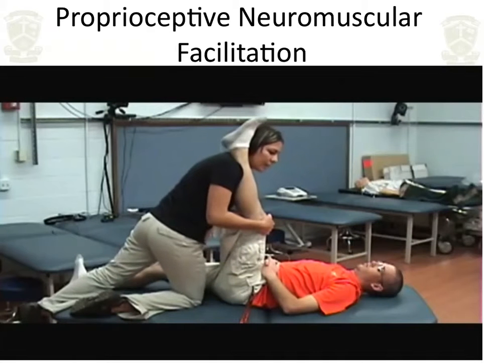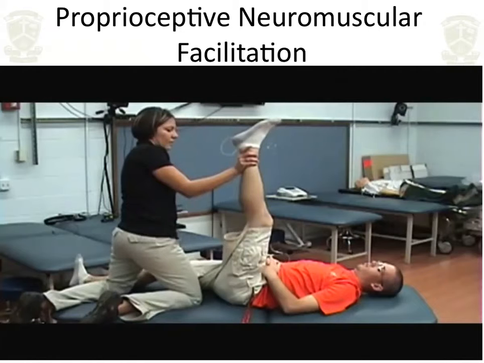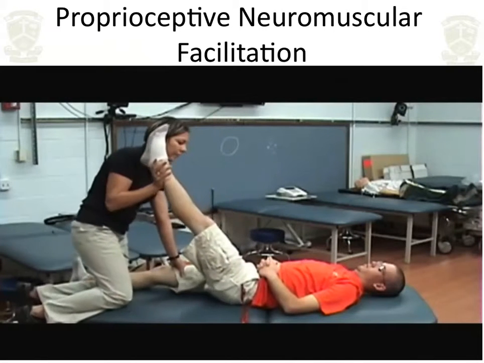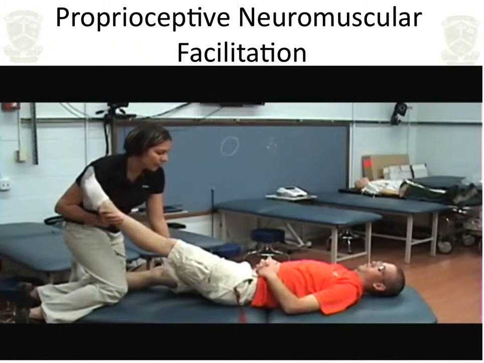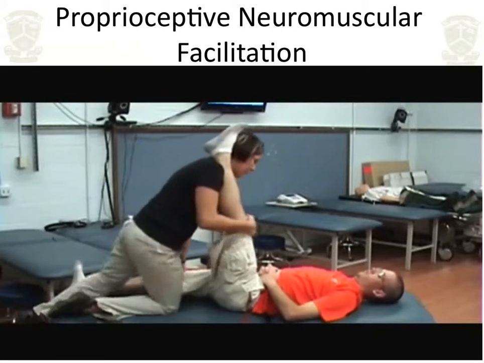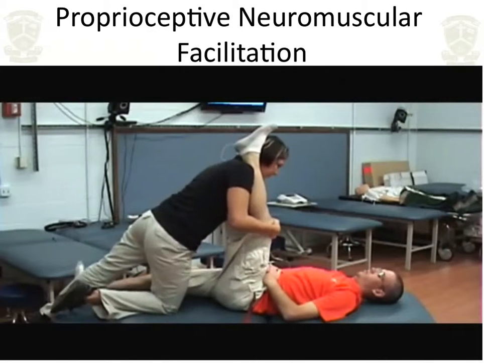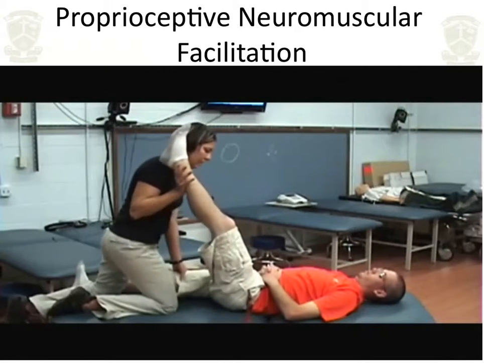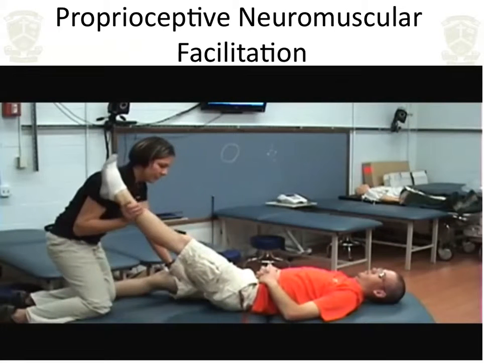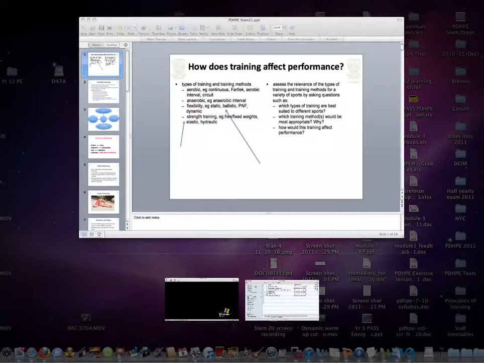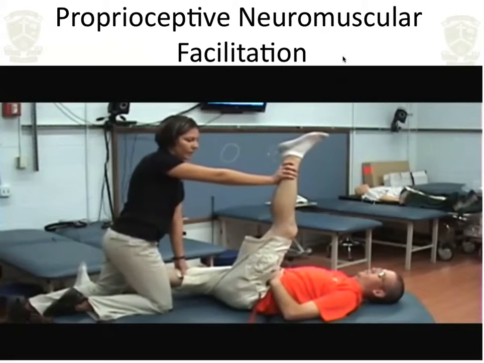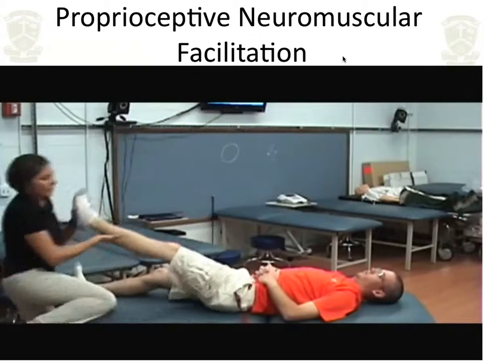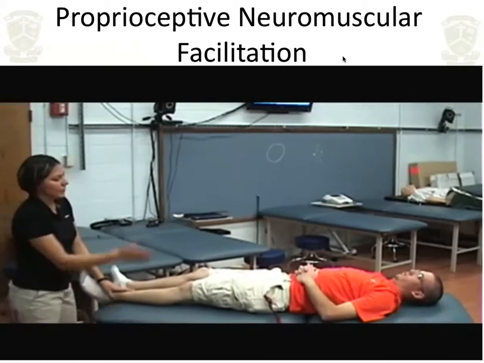To show the contract relax, what he's going to do is contract against me, this is isotonic, in line with the range of motion. And relax. Okay. Push against me. About 10 seconds, relax. And breathe through. And each time the stretch should be deeper and deeper. Do this 3 to 4 times. Contract 10 seconds, relax 10 seconds. And repeat on the other side.